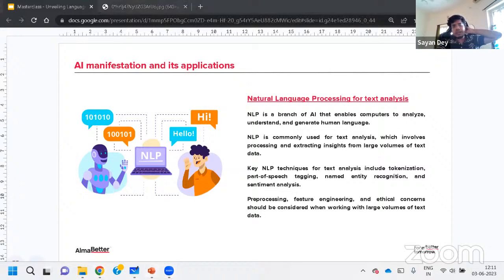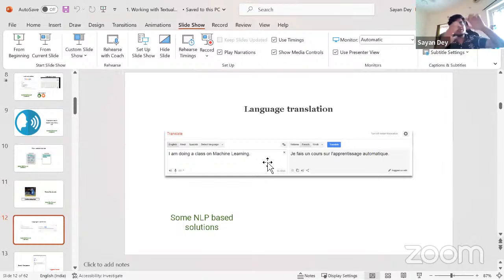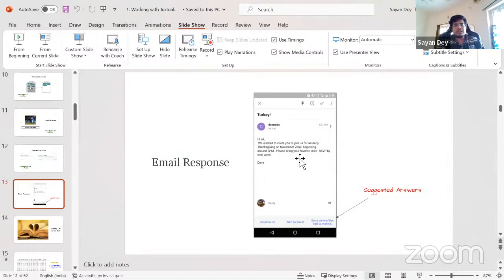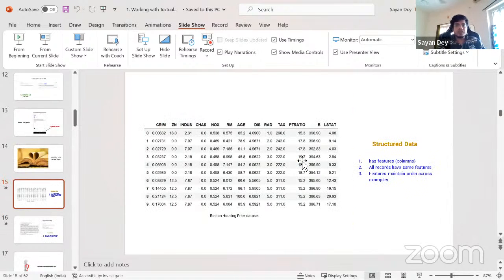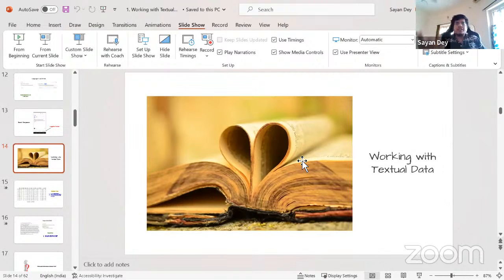So these are some excellent applications of AI that I wanted to talk about. And then the usual ones are language translation and other things, email response. We talked about this. Now we're going to get a little bit more technical into the conversation.